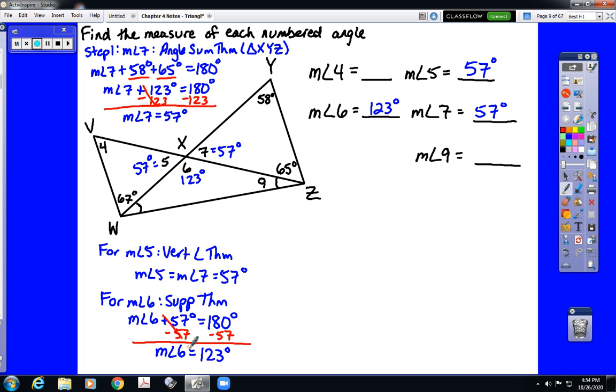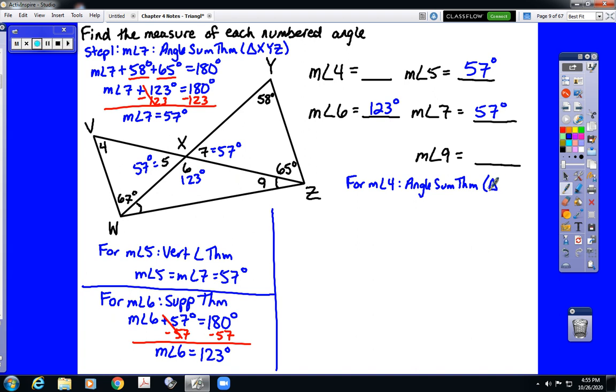Now, that leaves angle 4 and angle 9, so we'll do angle 4 next. Again, I'm trying to keep the work relatively organized here in the limited space. So far we've done 3 angles, 7 first, then 5, then 6. So for the measure of angle 4, we're going to use the angle sum theorem again. This time on triangle VXW, in which we now know 2 of those 3 angles.